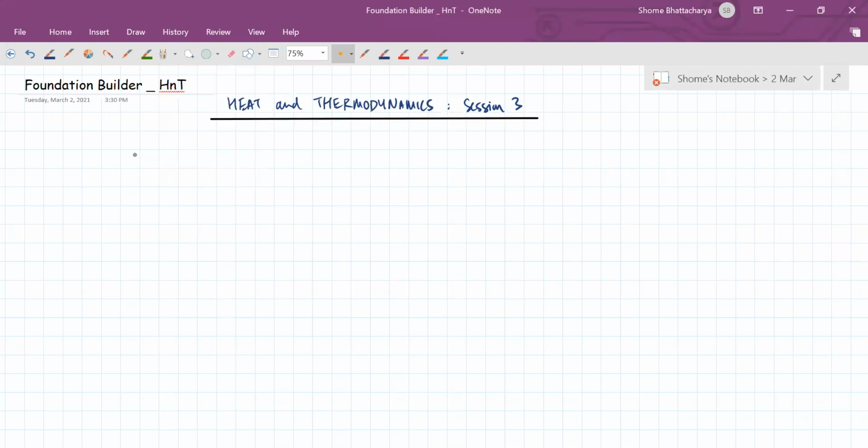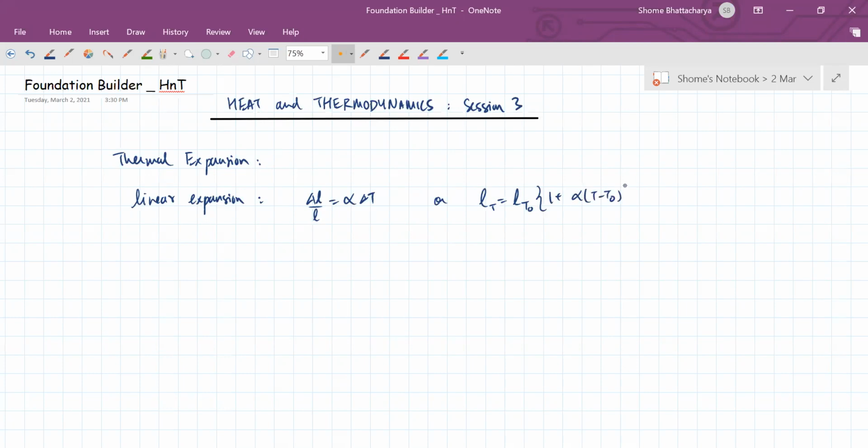So in the last lecture, we discussed thermal expansion. And in thermal expansion, we discussed linear expansion. The principle of linear expansion is that fractional change in length is equal to the coefficient of linear expansion multiplied by the change in temperature, or the length at a certain temperature T becomes the length at temperature T naught into 1 plus alpha into T minus T naught.